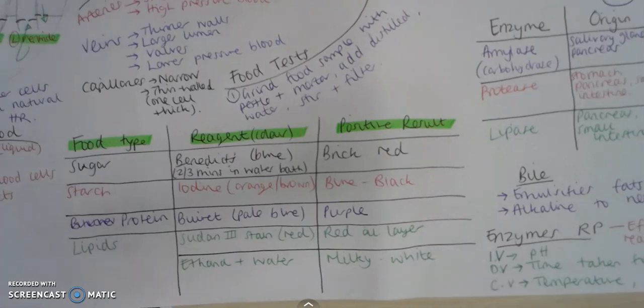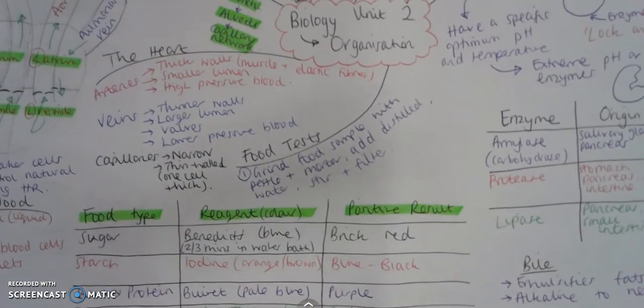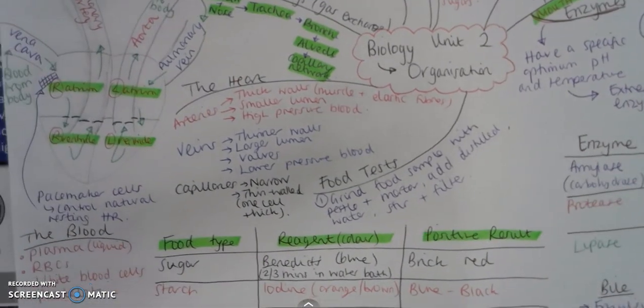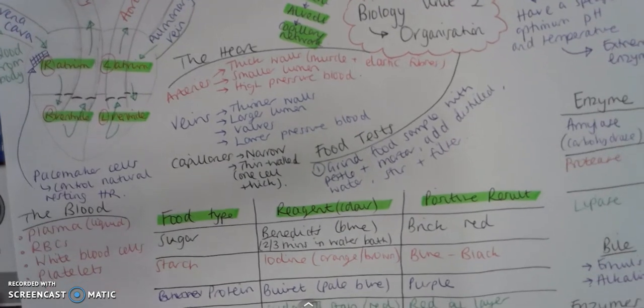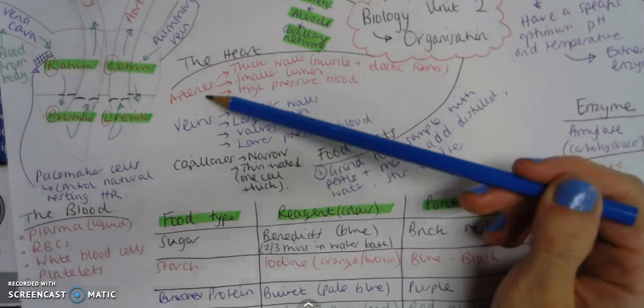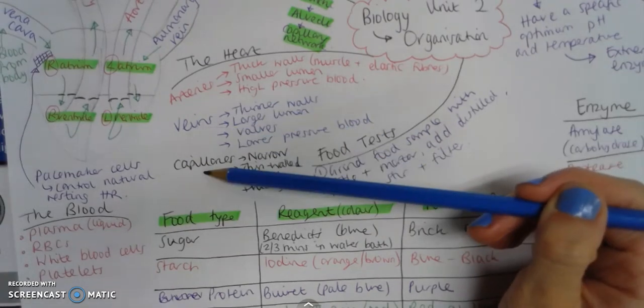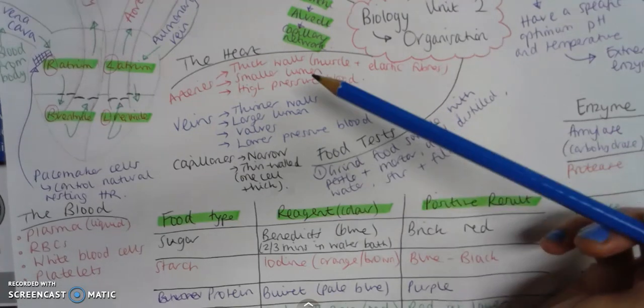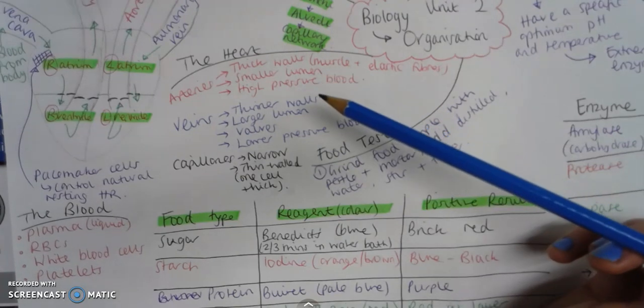Moving on then to look at the heart, it's another big section of this topic, so we're looking at the heart and the blood now really. We'll start with, first of all, the 3 types of blood vessel. Okay, so the arteries, veins and capillaries. The key differences between them with regard to their structure and function are as follows.